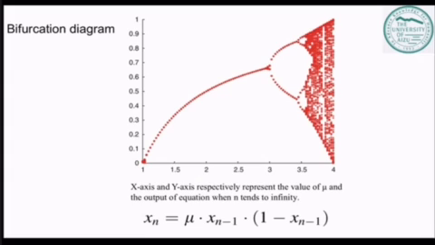When mu is set to a value from 3 to 4, as the value of mu becomes larger, the fixed point of the system begins to bifurcate. When n tends to infinity, the output of the system tends to the fixed points. When mu is equal to 4, there are infinite fixed points and the system enters a chaotic state.